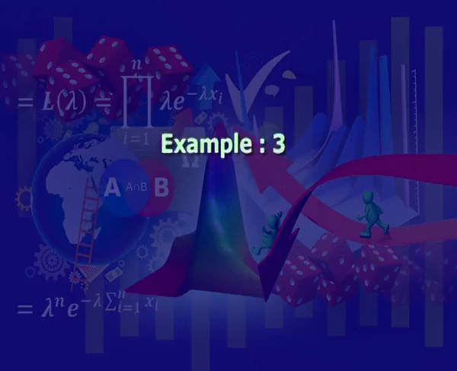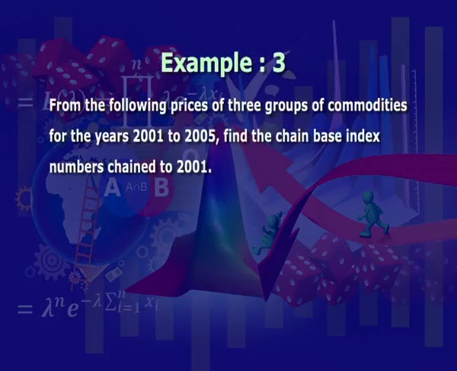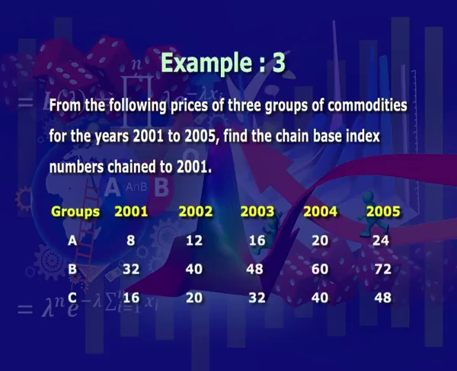Let us see example 3. From the following prices of the three groups of commodities for the years 2001 to 2005, find the change base index numbers chained to 2001. In column 1, we have given groups denoted by A, B, C. The second column indicates the values for 2001, the third column for 2002, the next column for 2003, thereafter 2004 and 2005.